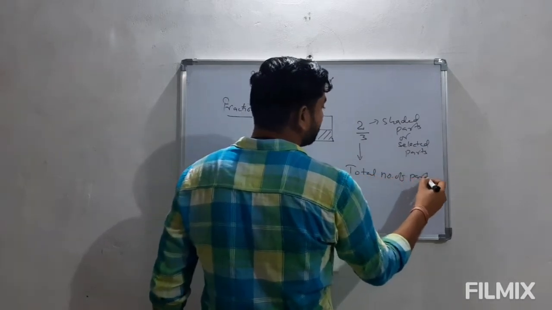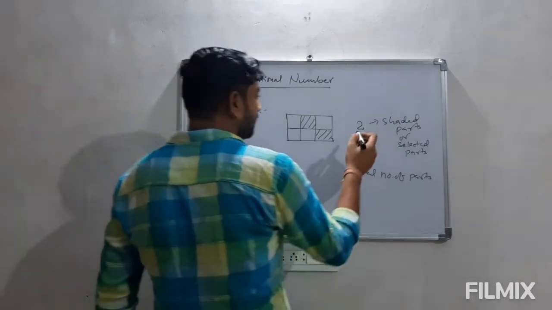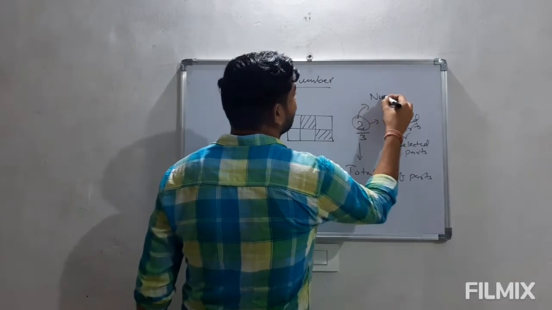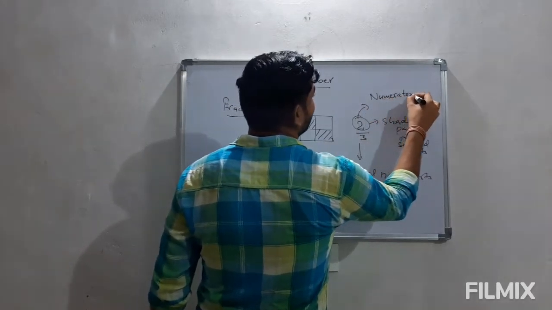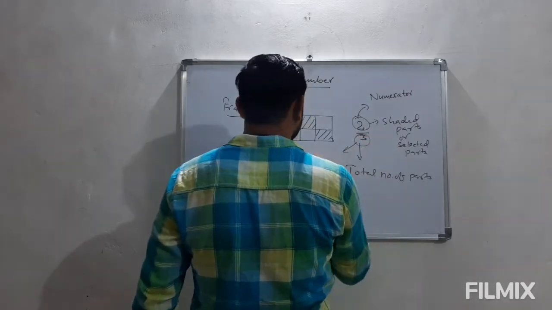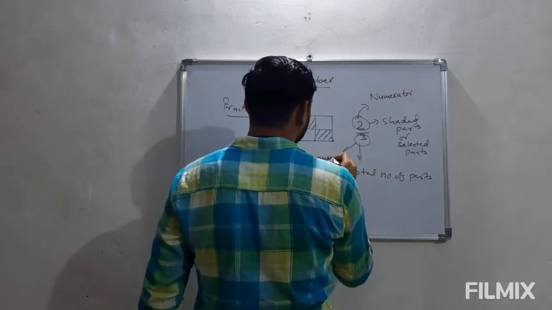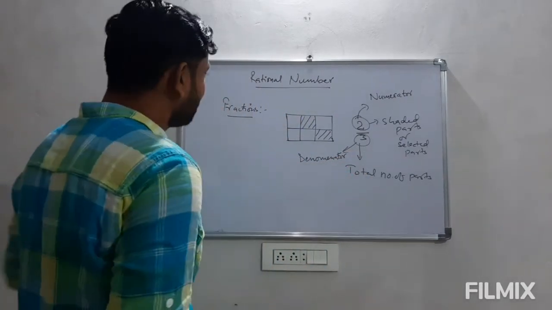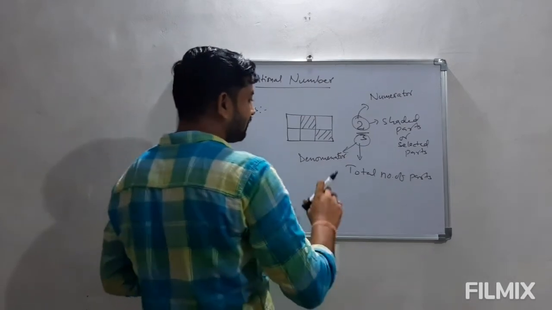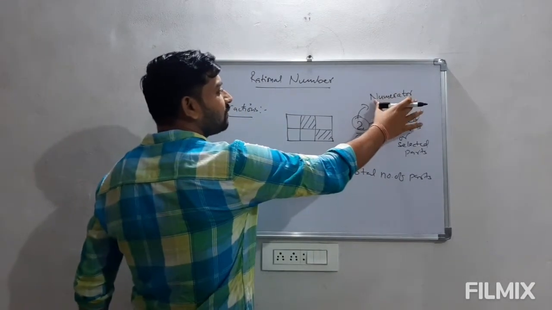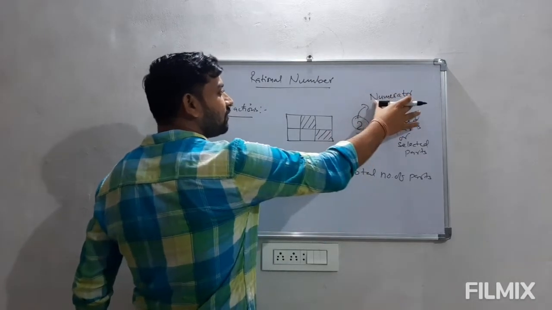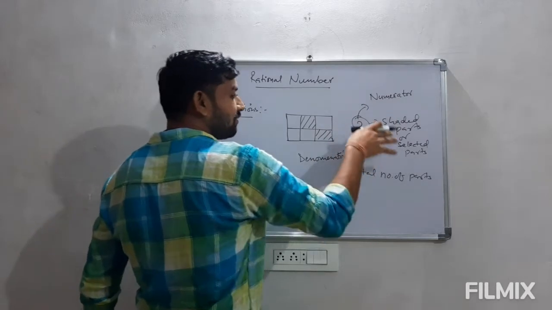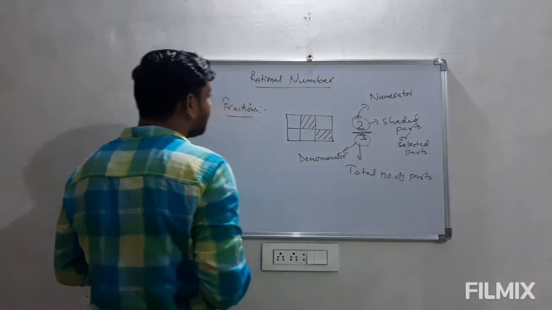Total number of parts. Now, in the mathematical definition, this 2 is called the numerator and this 3 is called the denominator. So by this we can understand the meaning of a fraction. A fraction is in the form of two numbers, where the number above the line is called the numerator and the number below the line is called the denominator.